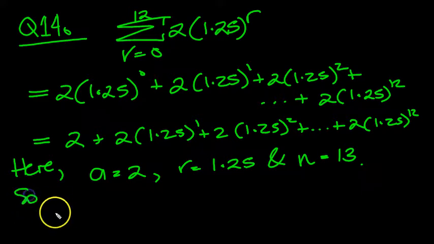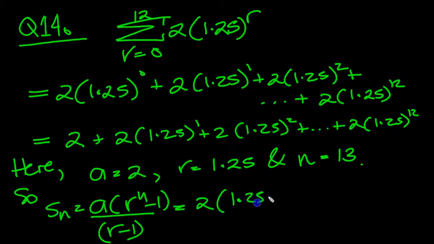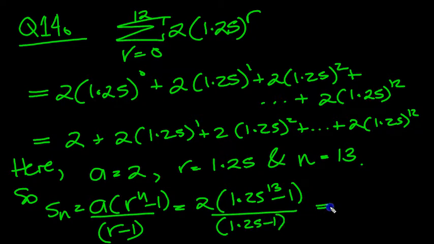So then let's use our formula for the sum. Sn is a(r to the n minus 1), all divided by r minus 1. A is 2, r is 1.25, n is 13: 1.25 to the 13 minus 1, over 1.25 minus 1. So we can type that in a calculator. But just one observation before we do.